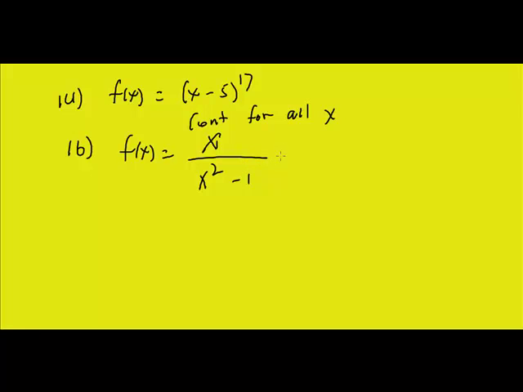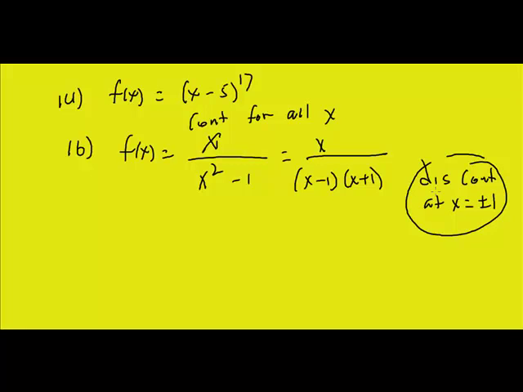Is this continuous for all x values? No. I'm going to have to factor that. Take a look at that. That's x minus 1 times x plus 1. So obviously this one is discontinuous at x is equal to plus or minus 1. Let's go to 18.